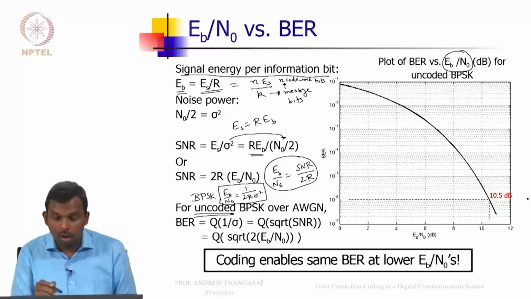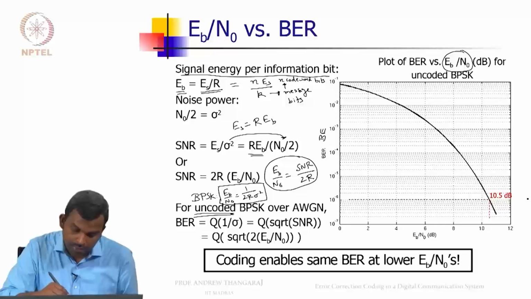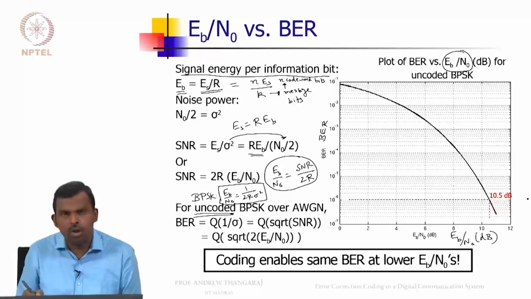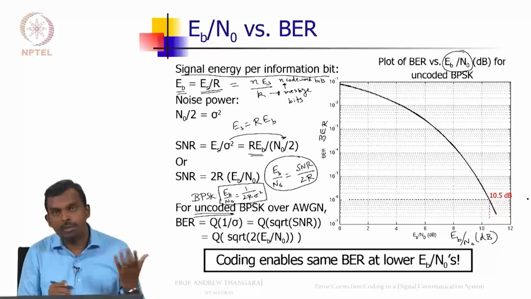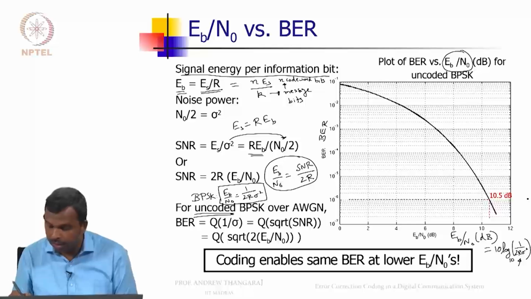You can make a plot of bit error rate, BER on the y axis, versus Eb over N naught in dB. How do you convert Eb over N naught to dB? You do the same thing: you take 1 by 2 R sigma squared and then you do 10 times log base 10. So, 10 times log base 10 of 1 by 2 R sigma squared, whatever rate you have. If you put rate equals 1, then it is uncoded.